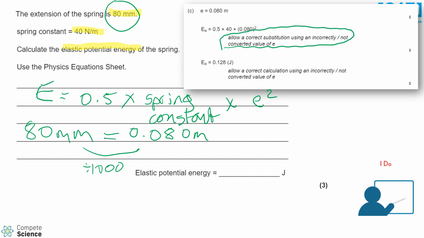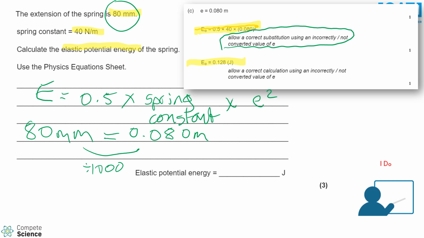But now we insert the values into our formula. So highlighting this on the mark scheme in orange, the elastic potential energy is equal to 0.5 multiplied by 40 multiplied by 0.080 squared, and that is bracketed as well. On your calculators then, it results in an answer of the elastic potential energy of 0.128 joules.